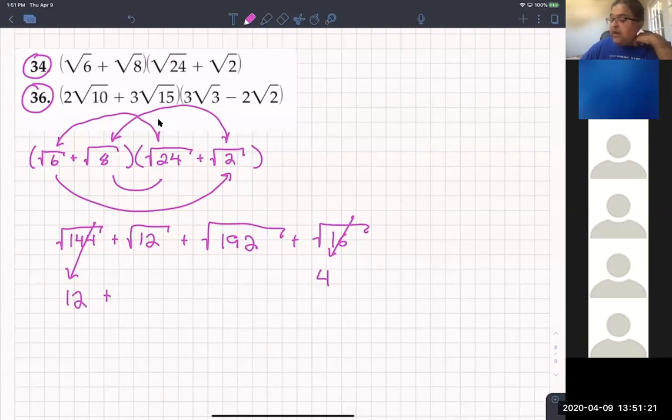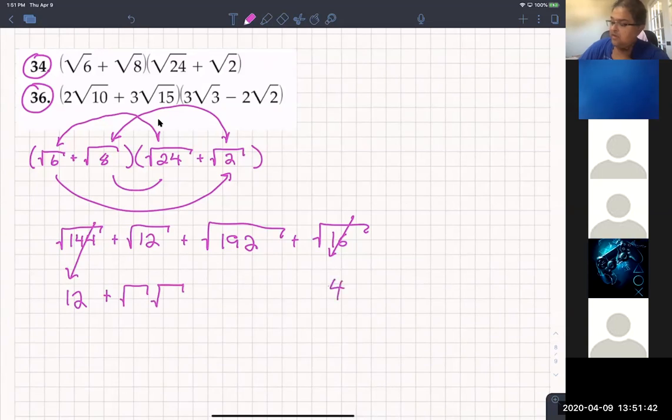Okay, now can I further simplify root 12? How can I break up root 12? Into which two numbers? 4 and 3. Whoever's playing Call of Duty, stop. Thank you. No, that's actually 4, not Mr. D. Oh, sorry, but whatever you're playing, stop it.